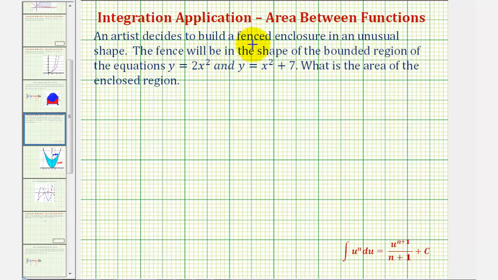An artist decides to build a fenced enclosure in an unusual shape. The fence will be in the shape of the bounded region of the equations y equals 2x squared and y equals x squared plus 7. What is the area of the enclosed region?